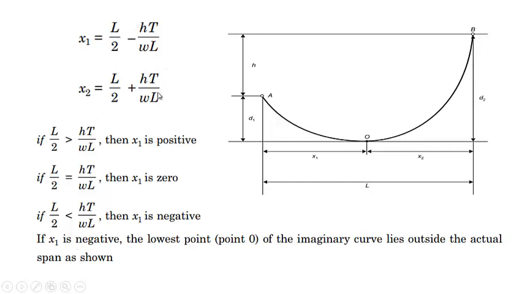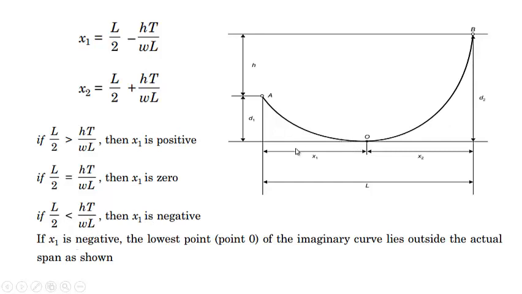So x2 will always be positive because we have a plus sign over here and all the other quantities are positive. But x1 may have all the three values, whether positive, negative, or 0. If L by 2 is greater than th by wL, then x1 is positive, and our figure may be like this. If L by 2 is equal to th by wL, then x1 will be equal to 0. That means the origin will be at this point A. So in the first case, the origin will be in between the towers or in between the supports. If L by 2 is less than th by wL, then x1 is negative.